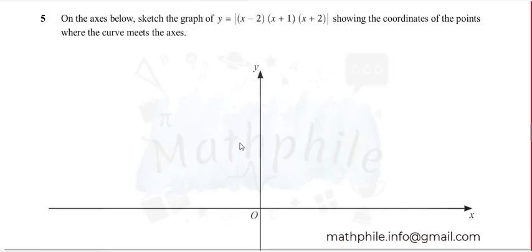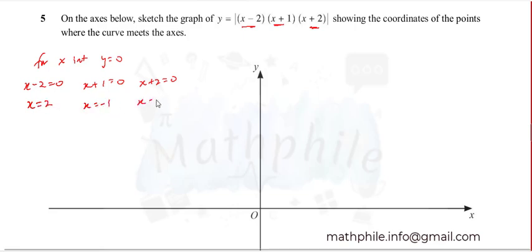The next question, this time you have to draw the modulus graph. On the axis below, sketch the graph of y is equal to modulus of x minus 2, x plus 1, and x plus 2. So starting with the x-intercept to make things easier, y is equal to 0. We then equate each and every bracket pair to 0. This gives you x minus 2 is equal to 0, x plus 1 equals 0, then x plus 2 equals 0. We solve for x, in this case x equals 2, x equals negative 1, and x equals negative 2.